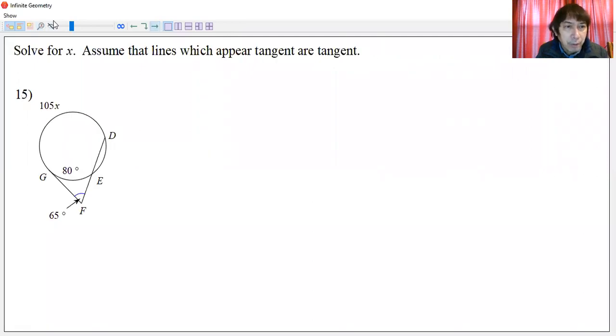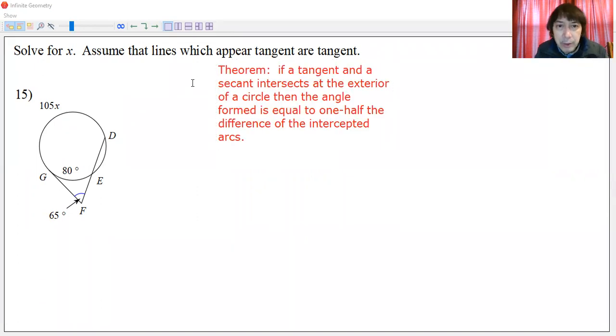Here's number 15. So we still have one tangent, one secant. We still apply the same theorem, tangent and a secant. And our working equation will be the bigger arc, that's 105x, minus the smaller arc 80, divided by 2, is equal to 65. This is our working equation.